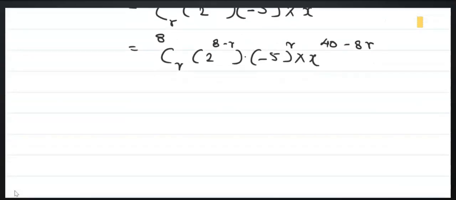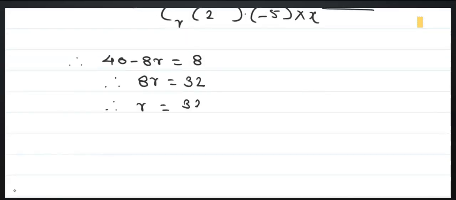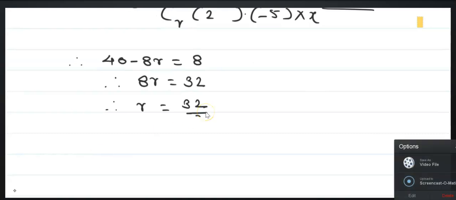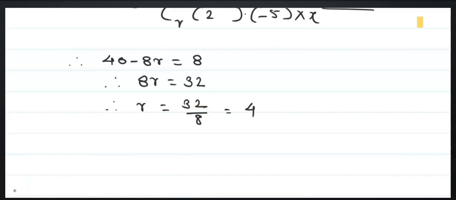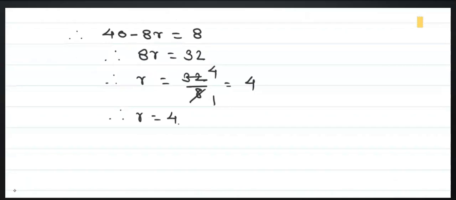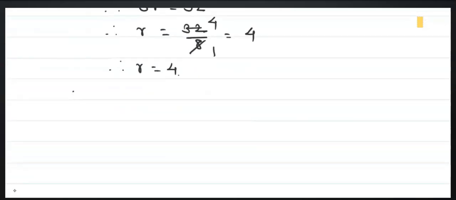Now next is, therefore 40 minus 8r is equals to 8, because we want to find out the coefficient of x raised to 8, and therefore 8r is equals to 32. Therefore r is equals to 4. r is equals to 4. Now substitute here.